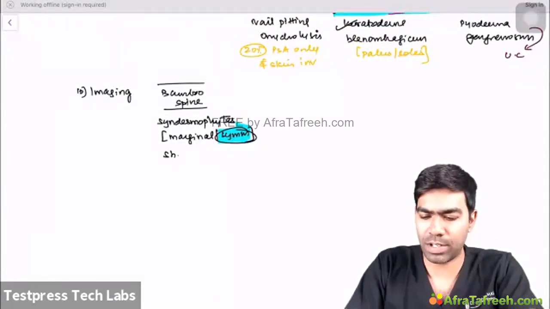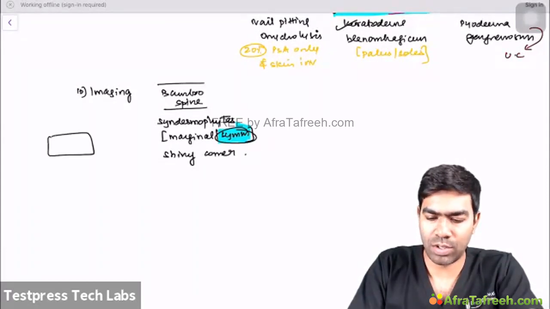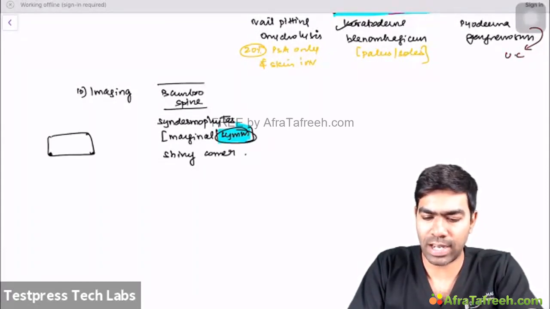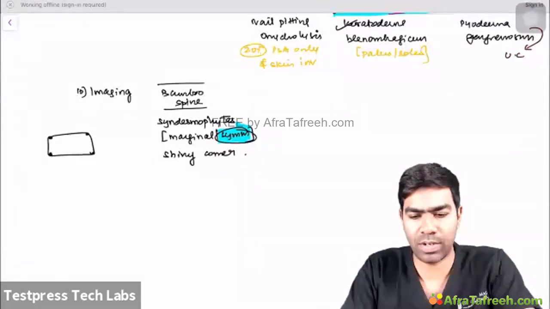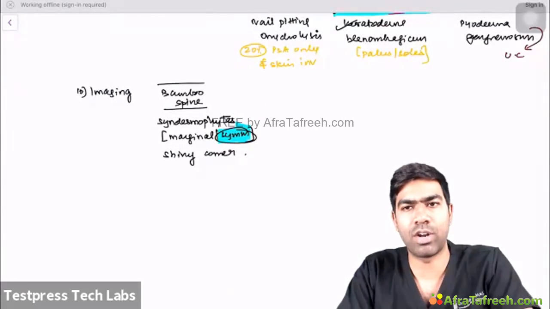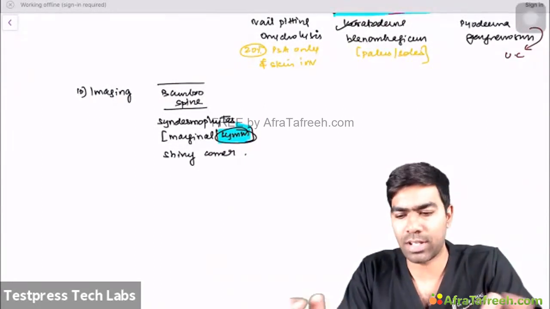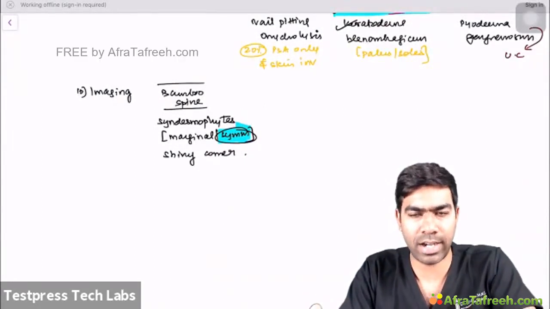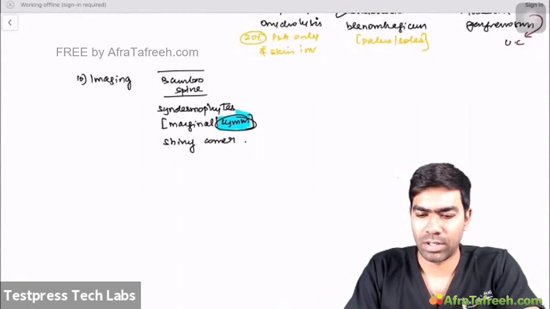And you can develop something called a shiny corner sign. The shiny corner is due to the sclerosis at the edges of the vertebra. That's what we refer to as shiny corner. Even though I am drawing it here as black, in radiology the sclerotic areas will be whiter. So that's what we call the shiny corner sign.